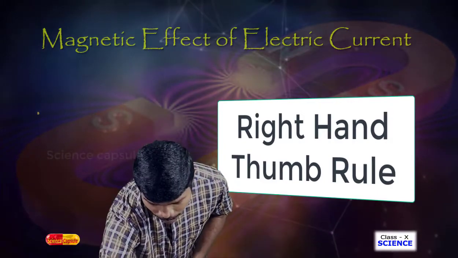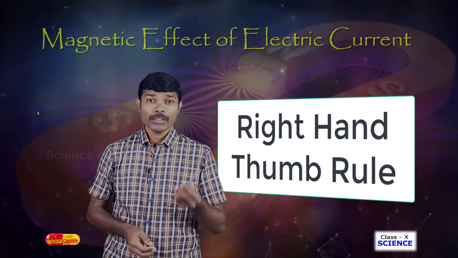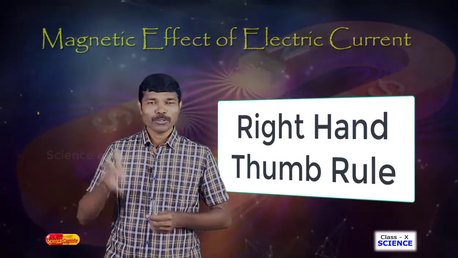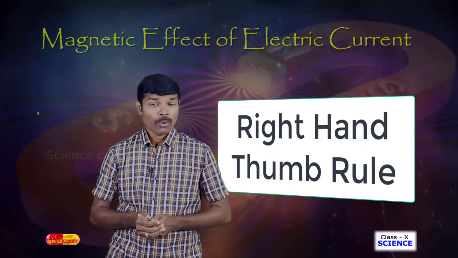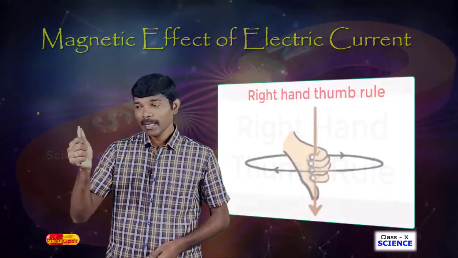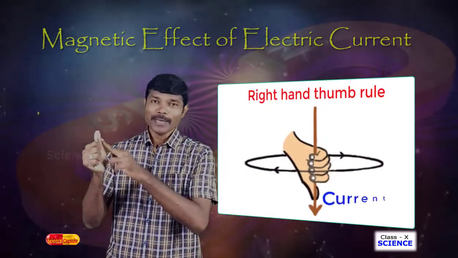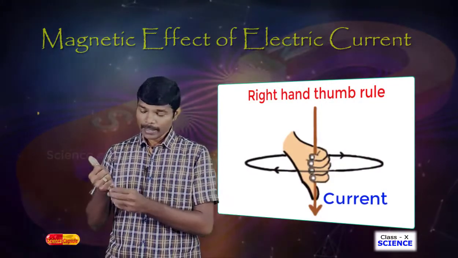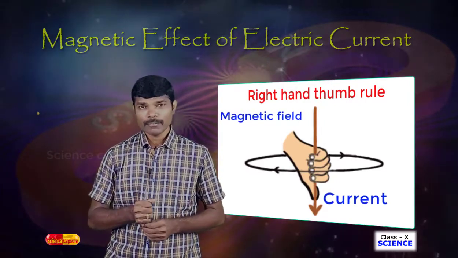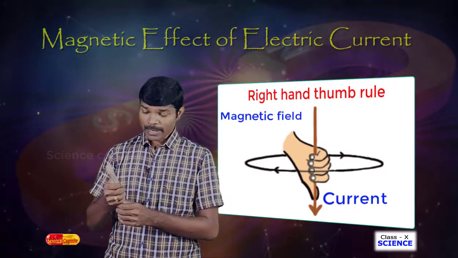Here I have a straight conductor. Let us assume that this is a straight conductor and I have my right hand, so the right thumb is also available. Let us understand how the direction of the magnetic field can be found out. Hold the straight current carrying conductor this way. Here the thumb indicates the direction of electric current and the fingers wrapping around the conductor show the direction of the magnetic field. Then how can we understand this?